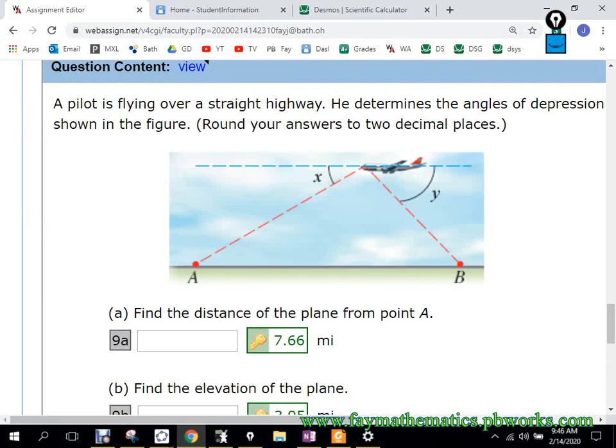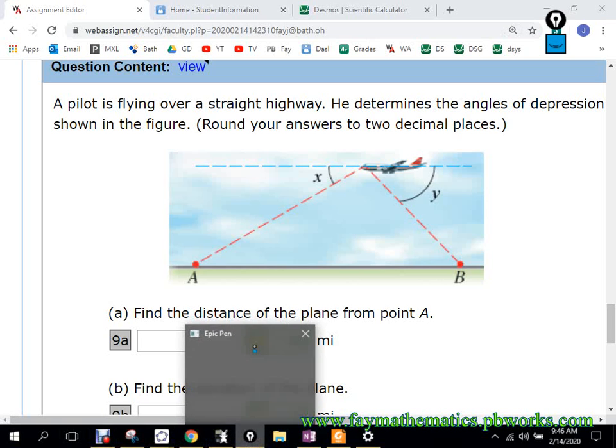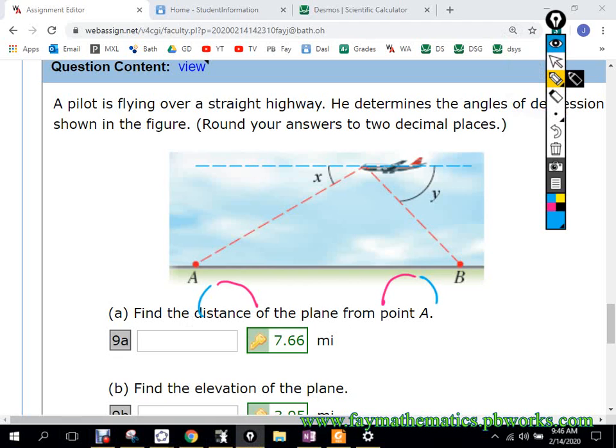Listen, I know how to find the one angle. X is angle A, and Y is... So what's the relationship between that angle there and that angle there? They're the same. Okay, never mind. I don't need help.